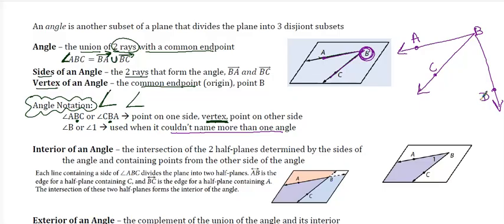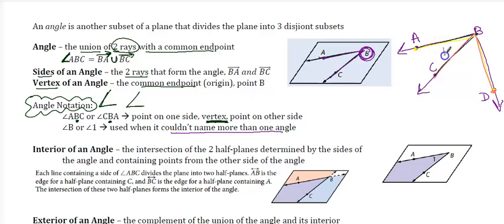I can no longer call this angle B, because angle B could be from endpoint A to B to C. It could be A to B to D, or it could be D to B to C. There's actually 3 angles in there, so we can no longer call it angle B.